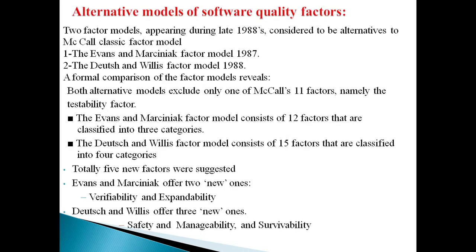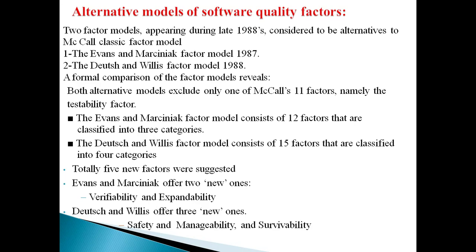Alternative models of software quality factors are the first two factor models appearing during the late 1980s, considered to be alternatives to McCall's classic factor model. The first is Evans and Marciniak, a factor model from 1987, and they said that there are 12 factors that are classified into three categories. The next is Deutsch and Willis, whose factor model is from 1988 and it is divided into four categories basically, but totally 5 new factors were suggested. So in Deutsch and Willis more factors were suggested.